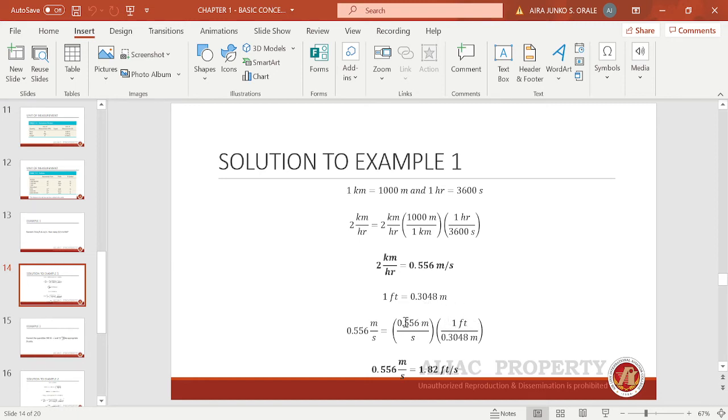Multiply and divide: 0.556 meter divided by 0.3048 meter. So meter will be cancelled. The remaining units will be feet and second. So you will get the answer of 1.82 feet per second.